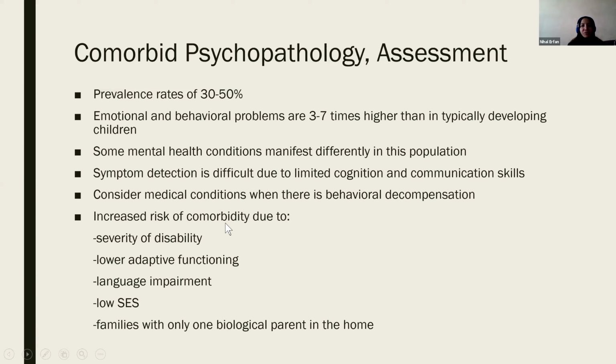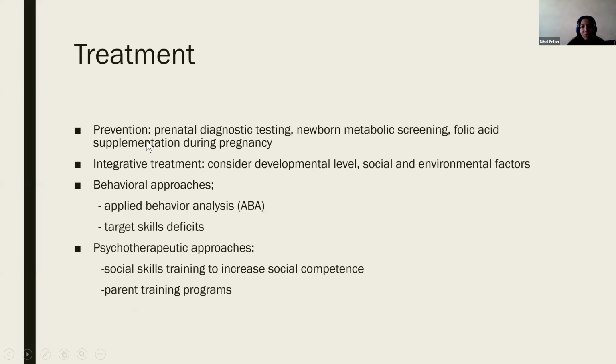Okay, so there's an increased risk of comorbidity because of the disability, because they have lower adaptive functioning, because of their language impairment, lower socioeconomic status. And then if you have families with just a single parent, then we have a problem. So is there a treatment for these kids, right? So prenatal diagnostic testing, newborn metabolic screening, so these are all important. Folic acid supplementation. There is no treatment for intellectual disability, okay?